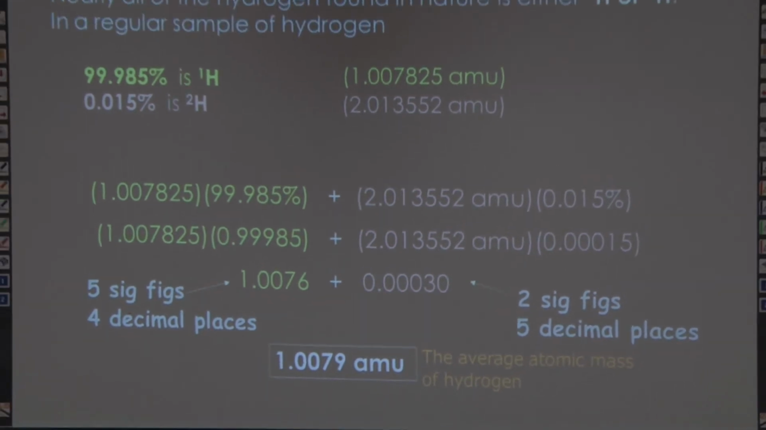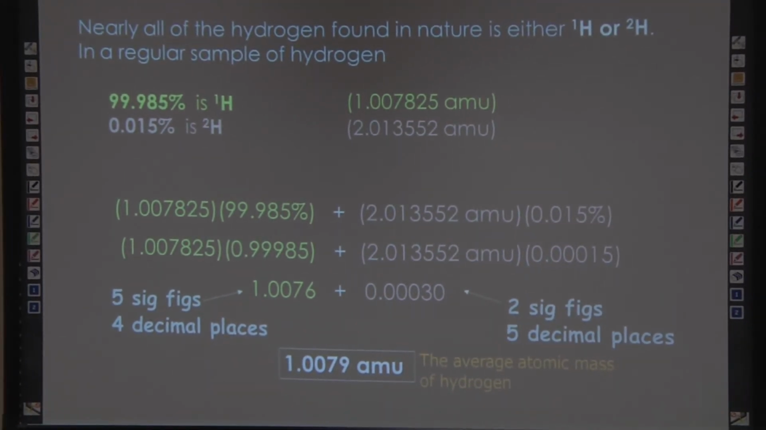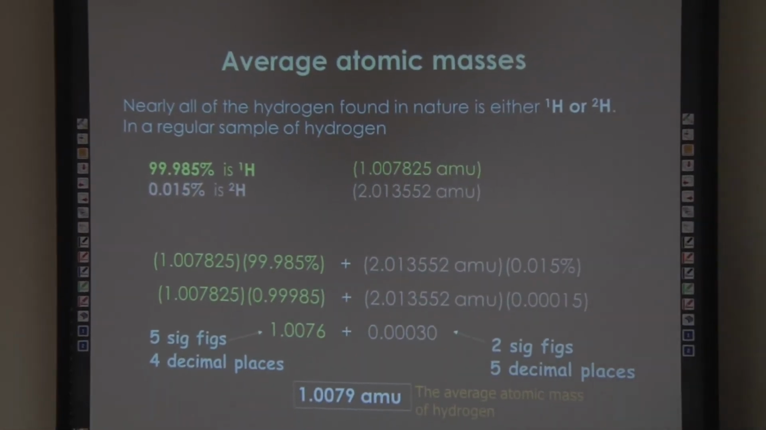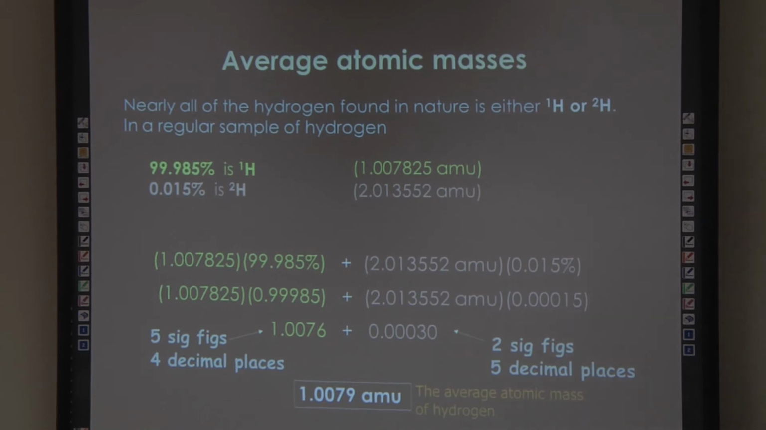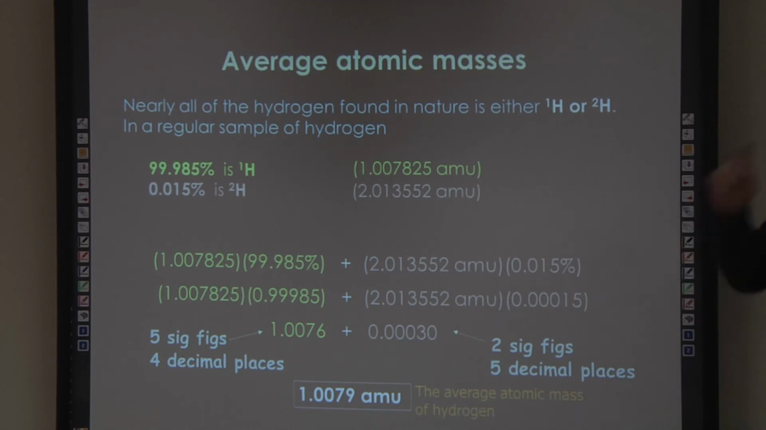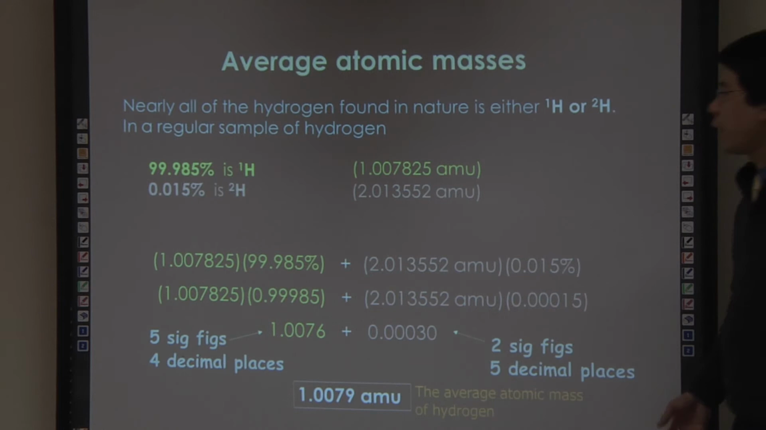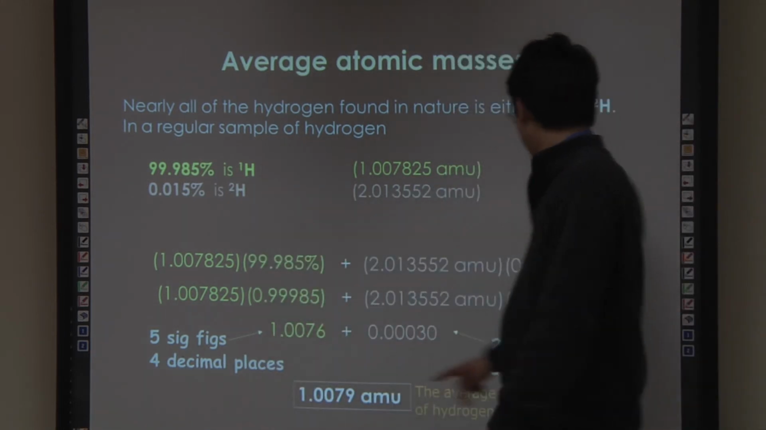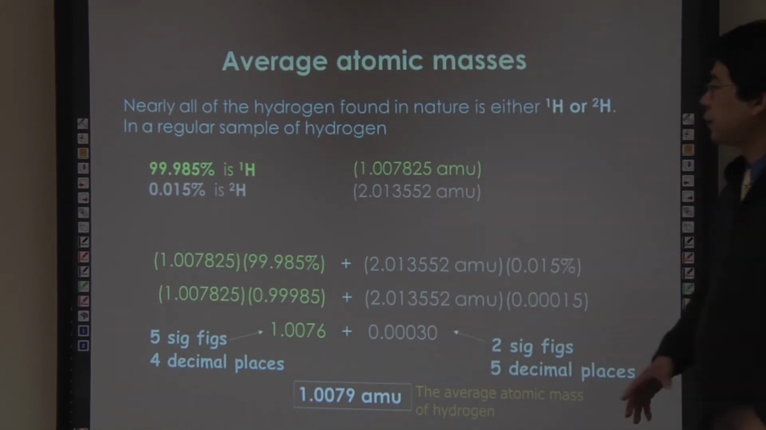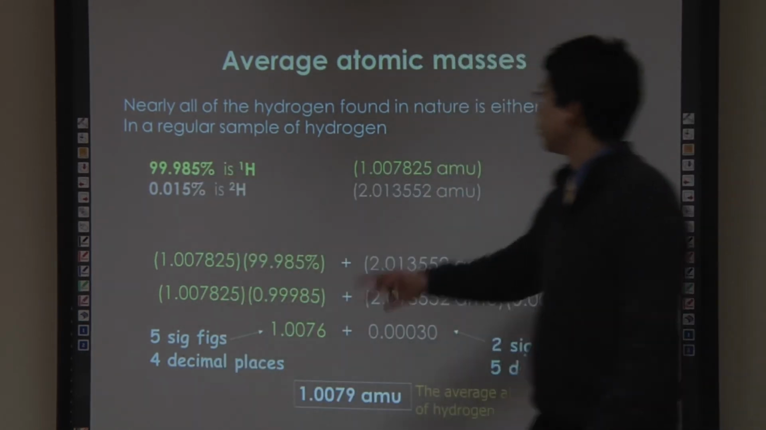Right, not too bad. It gets just a little more difficult, and I'll show you an example of how. In this case, we're given the 2 percentages, and we're given the 2 atomic weights, and we solve for the average. What if instead we were given the average, and we had to find out something about this, or something about this?